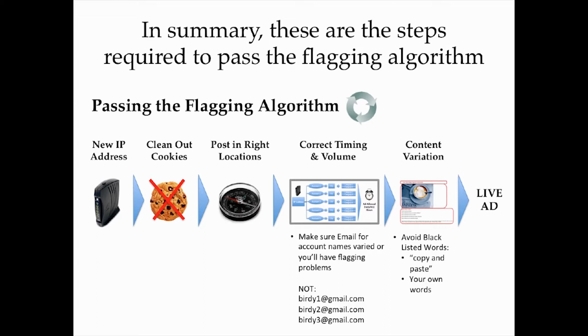In summary, these are the steps required to pass the flagging algorithm. You need a new, fresh IP address. You need to clean out your cookies, post in locations near your IP address, then post with your 5 accounts in the correct timing and amount. Also note here, when you create your accounts, you'll need to create an email address to verify them. Make sure your email addresses aren't similar, like birdie1@gmail.com, birdie2@gmail.com, birdie3@gmail.com. Craigslist will catch on to this and shut down your accounts.